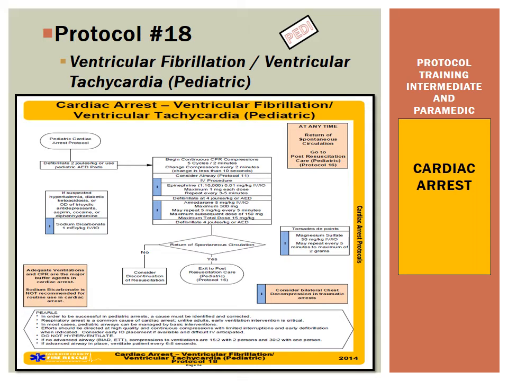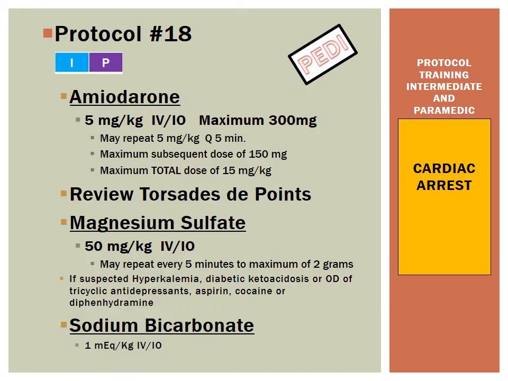Protocol 18 is our VFib VTach pediatric protocol. No real change in our treatment other than our chief antiarrhythmic is amiodarone. The dose of amiodarone for our pediatric patients is 5 milligrams per kilogram IV-IO to a max of 300 milligrams. You may repeat 5 milligrams per kilogram in 5 minutes. Maximum subsequent doses are 150 milligrams and a maximum total dose is 15 milligrams per kilogram. So you may give your second dose twice: an initial dose of 5 milligrams per kilogram, a repeat dose of 5 milligrams per kilogram, and another repeat dose of 5 milligrams per kilogram.